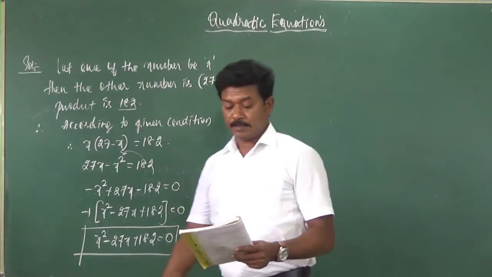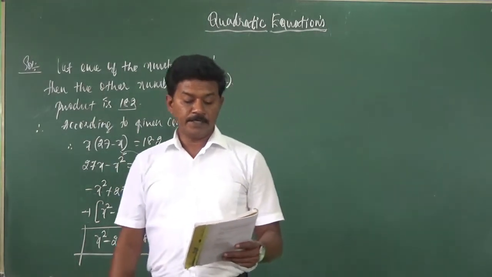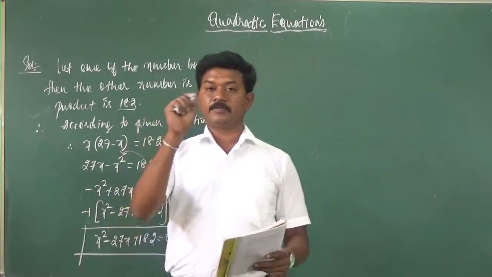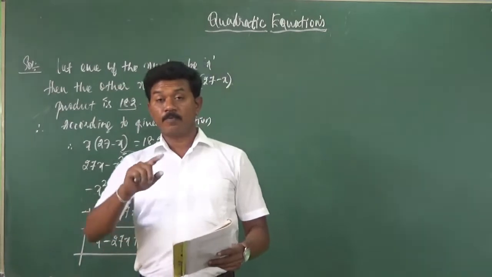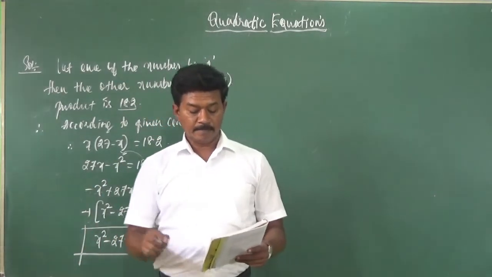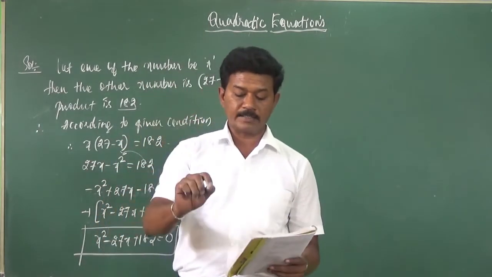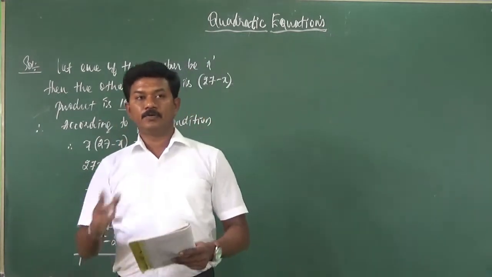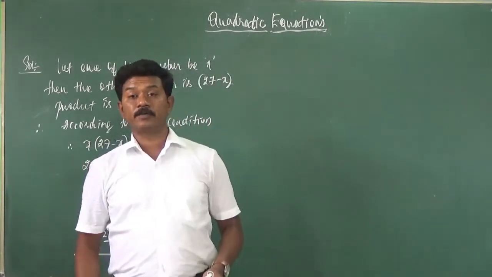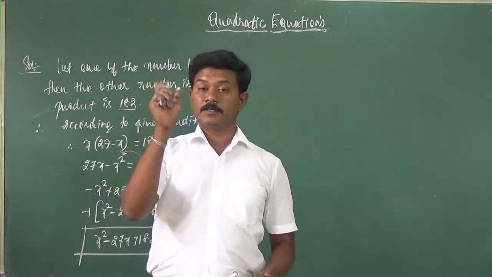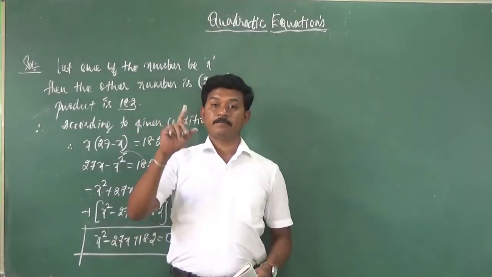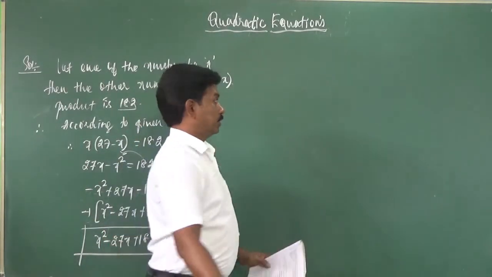Fourth problem, exercise 10.2, fourth problem. Find two consecutive positive integers. Consecutive in the sense which come one after the other. Consecutive positive integers, so no negatives are allowed. So both are positive, where the sum of whose squares is 365. So we do not know both the numbers. As in the previous session I had told you how to guess the consecutive positive integers. If one of the positive integers is x, then the other consecutive positive integer will be x plus 1, right? So let us guess it.